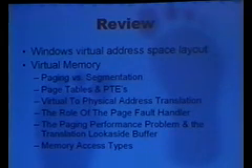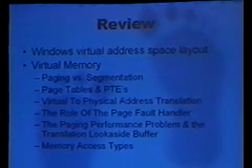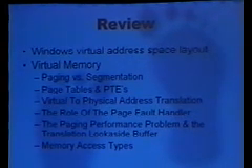Since this technique primarily involves subversion of the virtual memory system, I know probably for most people it's been a while since they've had a computer science class in operating systems. So we're going to do a brief review of some of the virtual memory concepts.